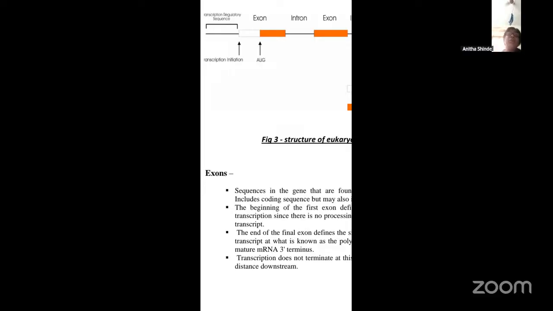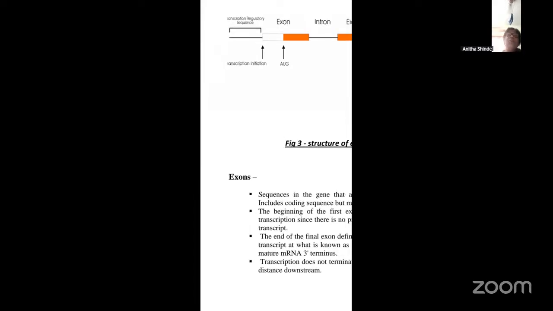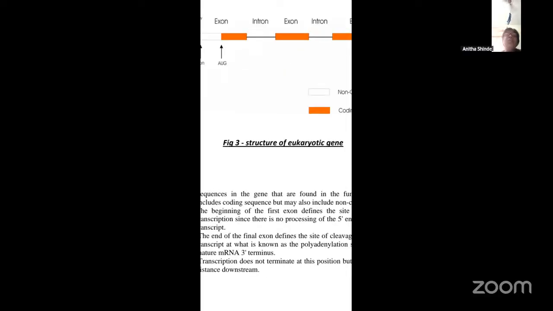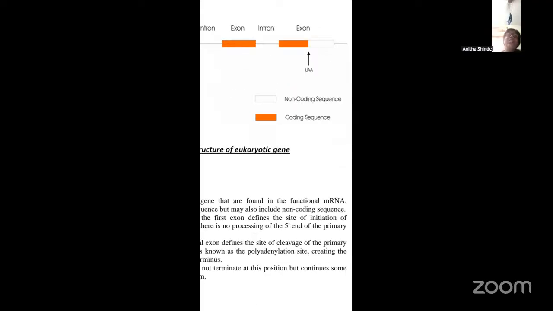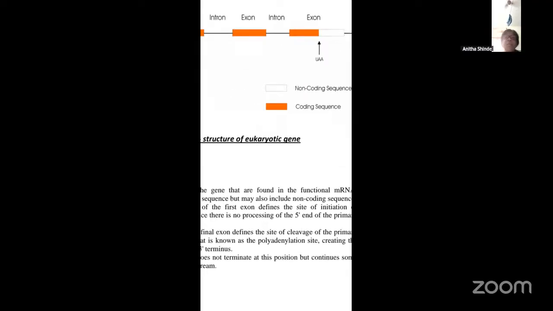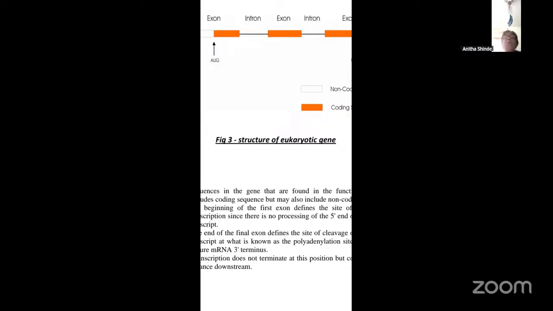So the basic structure of the eukaryotic gene, if you observe, the gene sequences that are present in a messenger RNA molecule, you call them exons. It includes both the coding as well as the non-coding sequences. So the beginning of the first exon defines the site of what? Initiation. See here, this is the transcription initiation, whereas at the end it is the terminus, but it will not terminate, it will go on, because this is again followed by initiation. So like this, it consists of discontinuous segments.